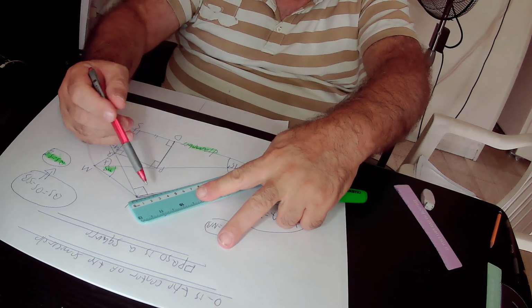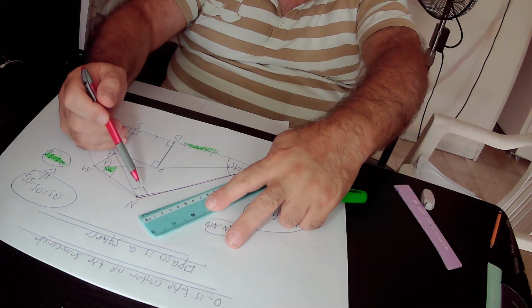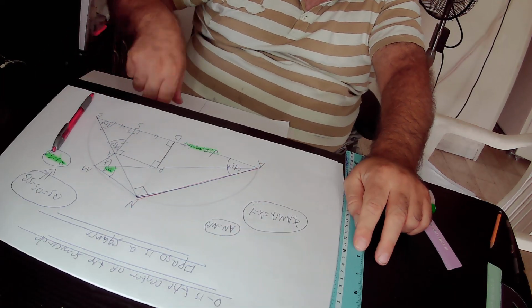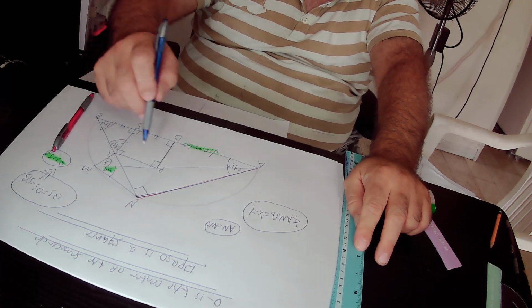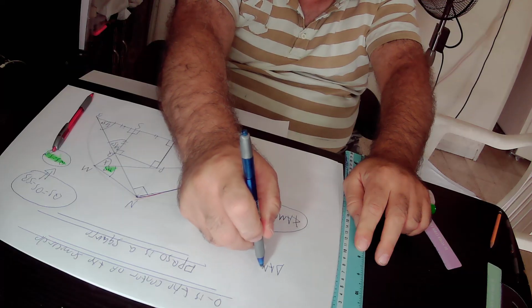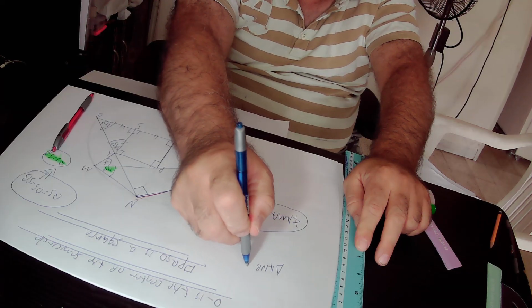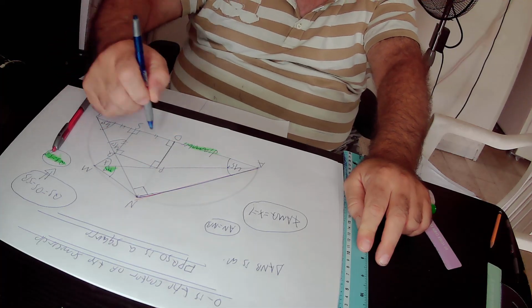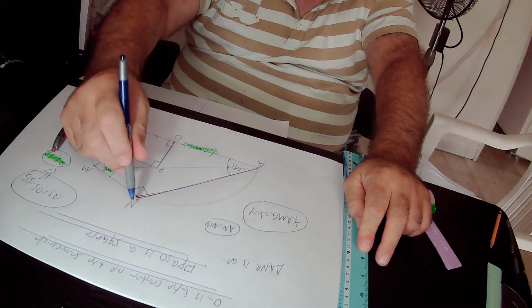So I write it down. We actually found out that triangle ANB is an isosceles triangle, because side AN equals side NB.